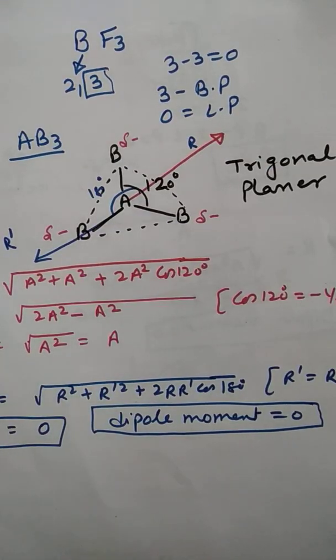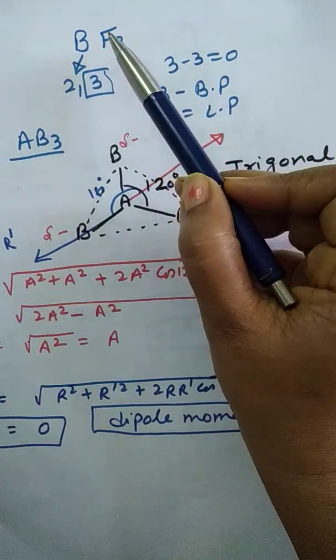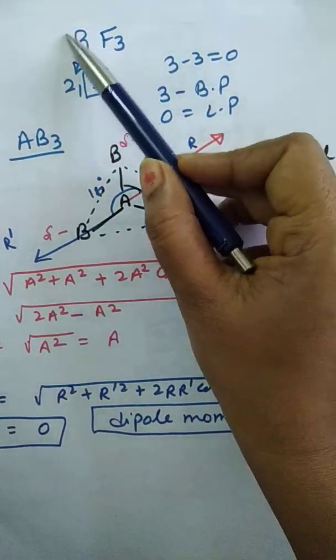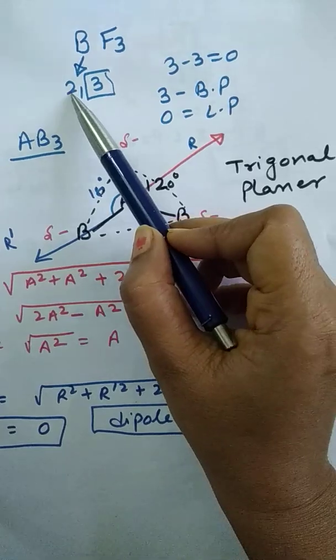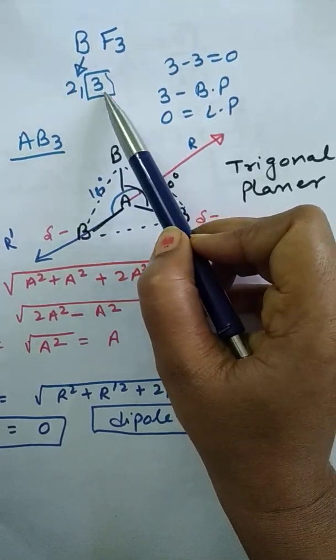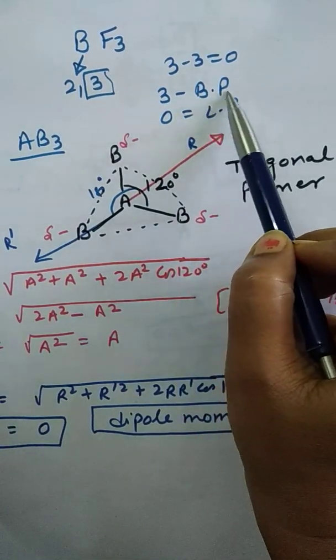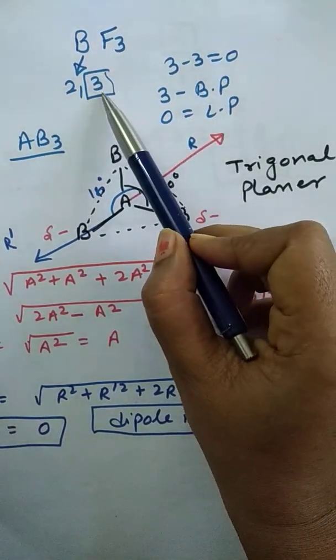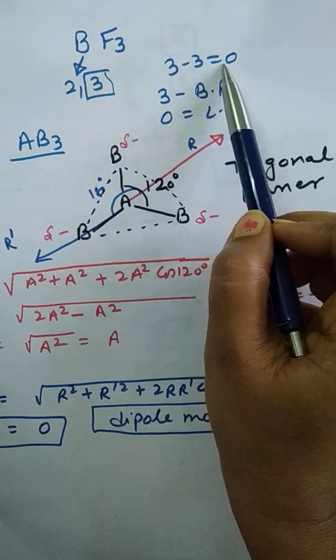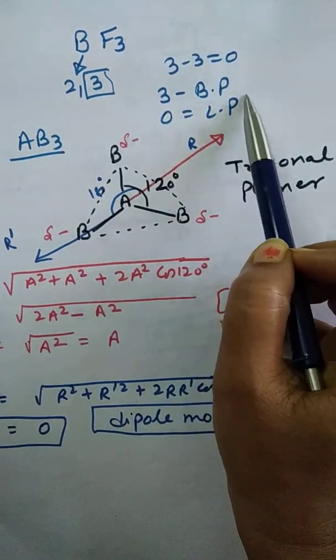The next molecule we are going to learn is BF3. In the same way, the central atom is boron. I'll write its electronic configuration: 2 and 3. There are 3 fluorines, so it will definitely form 3 bond pairs, and 3 minus 3 is equal to 0. So it will form 0 lone pairs.